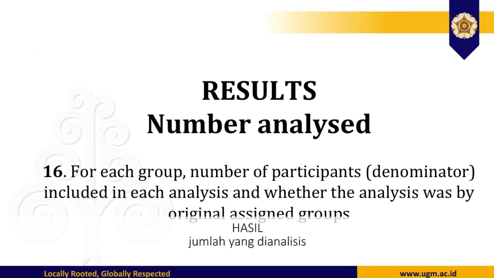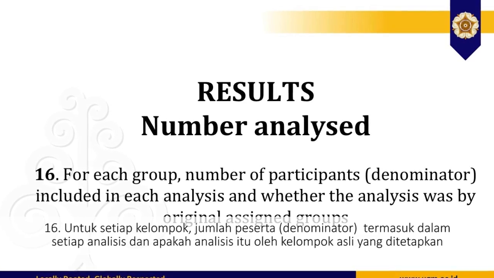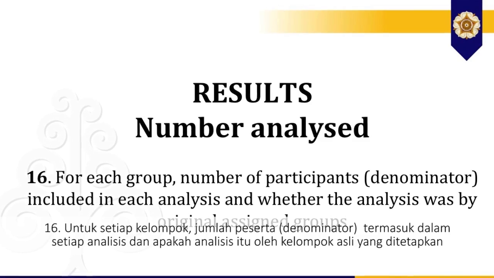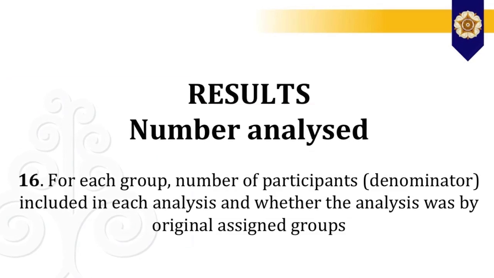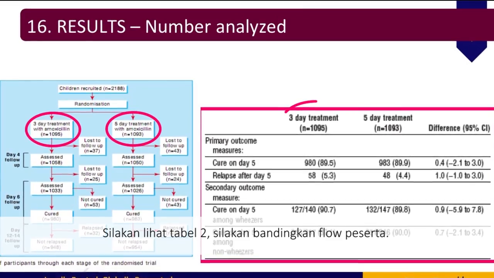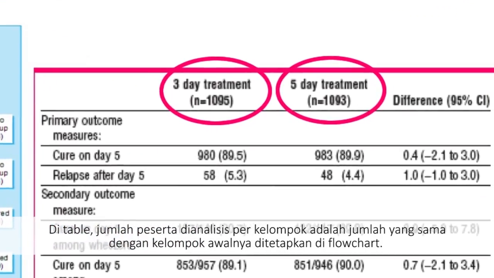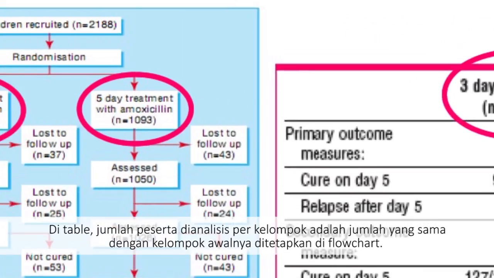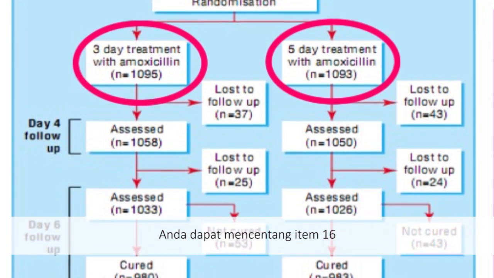Results: number analyzed. 16. For each group, number of participants or denominator included in each analysis and whether the analysis was by original assigned groups. Please see Table 2. Please compare to the flow of participants. In the table, the number of participants analyzed per group is the same as the originally assigned group in the flow chart. So you can check off item 16.